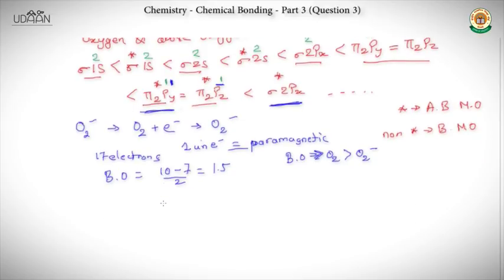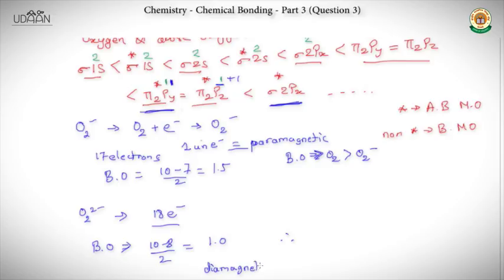In O2 2 minus, basically we will have 18 electrons. So if we have 18 electrons, how will our bond order change? The bond order will just be (10 minus 8) by 2, which is going to be 1. So basically we have now added one more electron to the pi 2pz star. As you can see very clearly, there is no unpaired electron available, which would mean that this O2 2 minus is not paramagnetic. That is, it is diamagnetic, right? Yeah, O2 2 minus is diamagnetic.